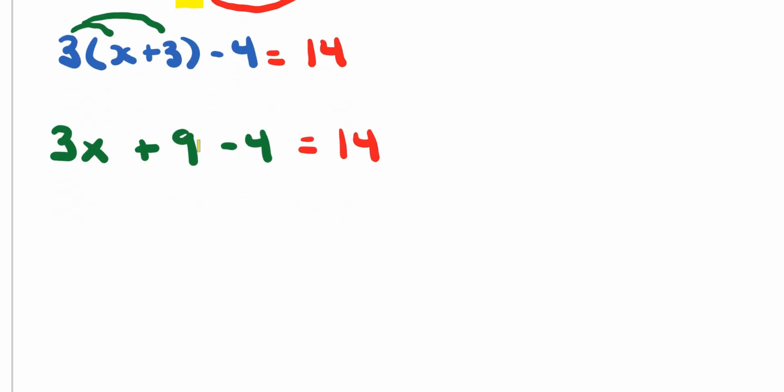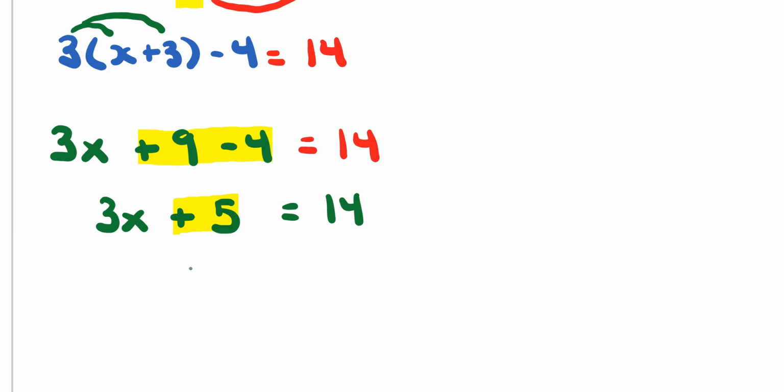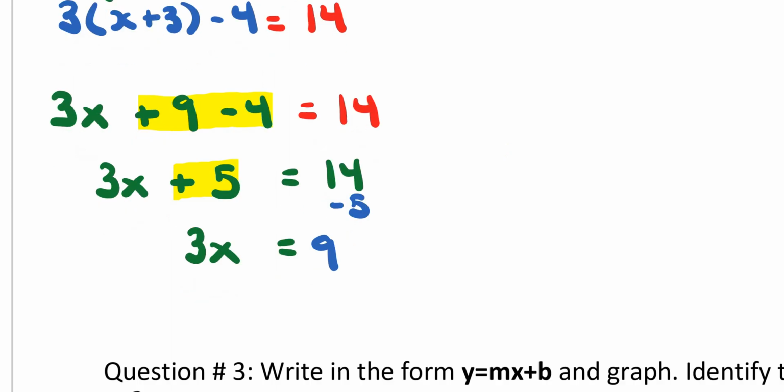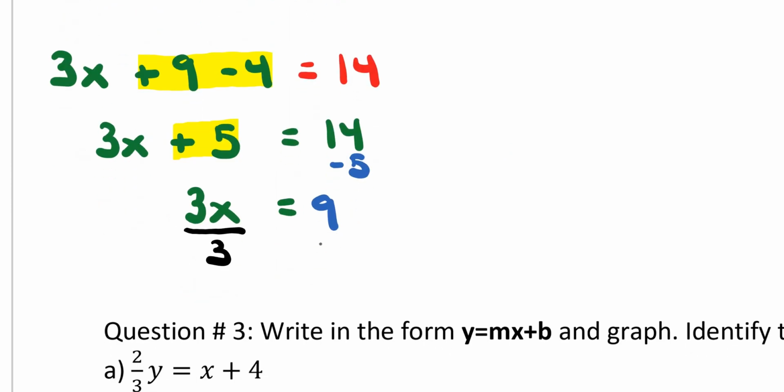From here on, I would just collect like terms there. So 9 minus 4 is going to be 5. So 3x plus 5 equals 14. Okay, and then we have a positive 5 here, so if I want to move the positive 5 to the other side, I need to subtract both sides by 5. So we're going to just subtract the 5 here, so 14 minus 5 is going to be 9, and then from here on you can just divide both sides by 3, and your final answer here should be x equals 3.